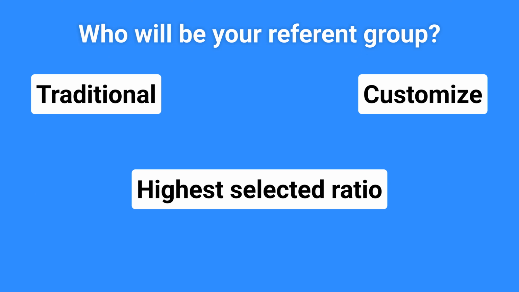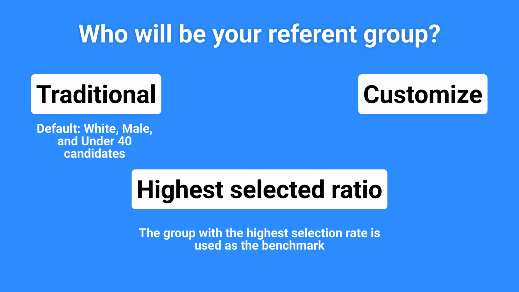When selecting a referent group, you are choosing the baseline group against which other groups will be compared to in your analysis. Here are the 3 options TalentTrack Solutions software has to offer. Traditional referent group. This group includes white, male, and under 40 candidates. This option is set to default based on historical data. Highest selection ratio. The group with the highest selection rate is used as the benchmark, ensuring comparisons are based on the most successful group in the selection process. Custom referent group allows you to manually select the referent group based on your specific needs or organizational policies.